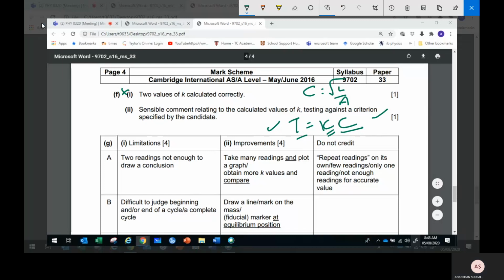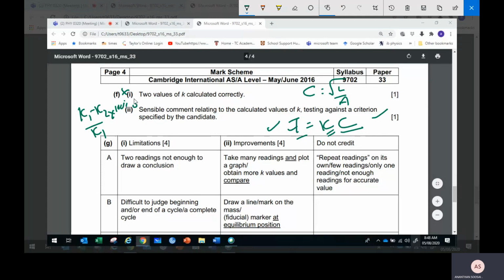Now they ask you to check whether the relation is valid or not valid. So how do you know? You find the percentage difference between the K. K1 minus K2 over K1 times 100%. This is the formula you must use. On the top, they give an empty space for you to do this calculation. Find the percentage difference of your constant.